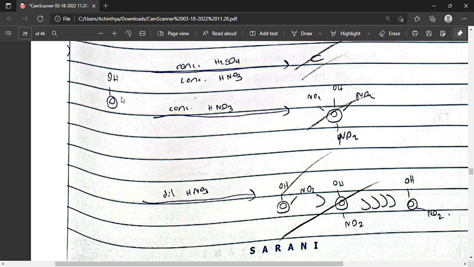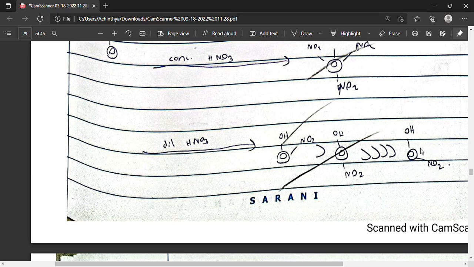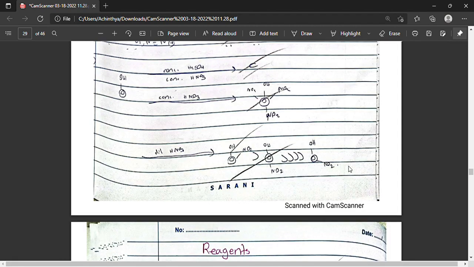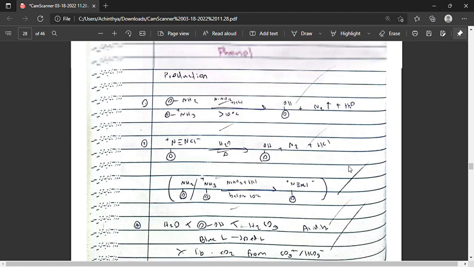If we were to react dilute nitric acid with phenol, we will be able to get nitrophenols in various proportions. Mostly the substitution is at the ortho and para positions, where ortho-nitrophenol is produced more than para-nitrophenol, and we have a very small minority of meta-nitrophenol. And these are the chemistry of phenol.